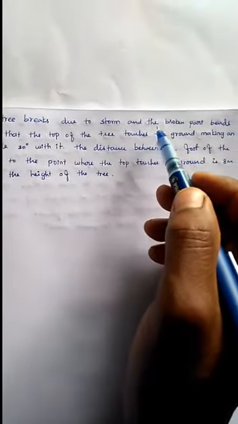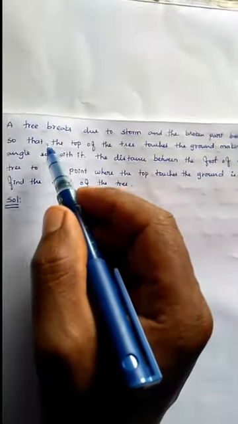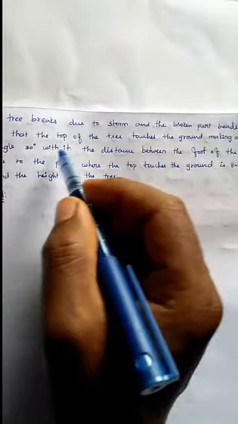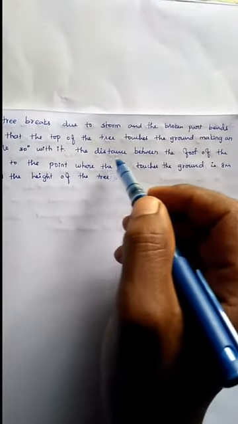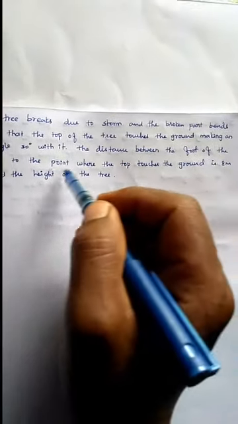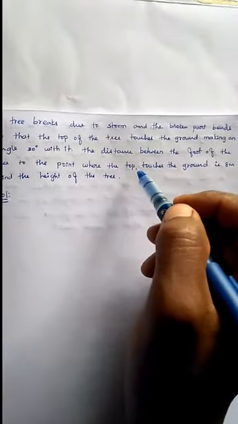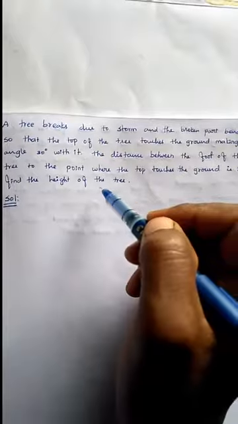A tree breaks due to storm and the broken part bends so that the top of the tree touches the ground, making an angle 30 degrees with it. The distance between the foot of the tree to the point where the top touches the ground is 8 meter. Then find the height of the tree.